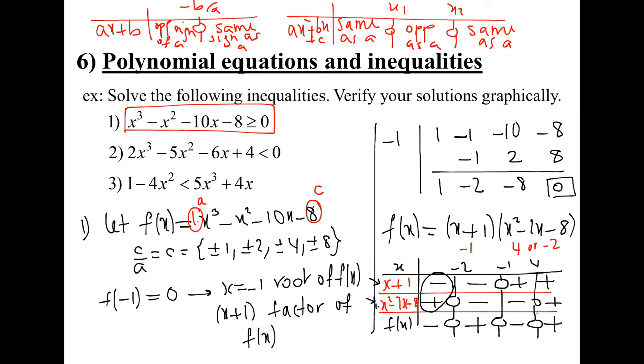Now I go back to my given inequality. I want my polynomial to be greater or equal to 0, so I want it to be positive or 0. Then in the row for f of x, we look for the positives and the zeros of the polynomial. Therefore, the solution set is from -2 to -1, including the bounds, because we want the zeros here, union 4 to positive infinity, including 4.